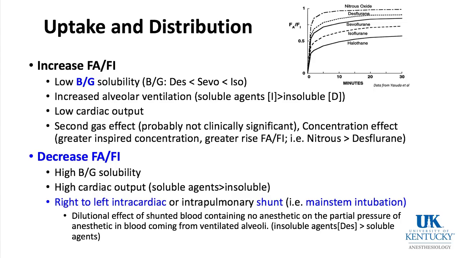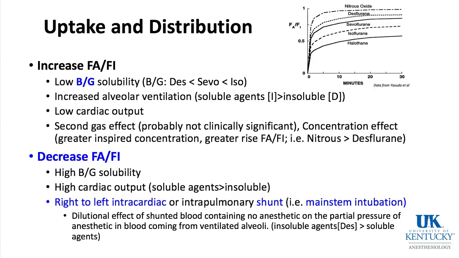How can we increase FA over FI? Choose a low blood gas solubility agent, fast onset. We can increase the alveolar ventilation, turn up the minute ventilation, tidal volume, and respiratory rate. That affects the soluble agents like isoflurane more than it does the insoluble agents like desflurane. A low cardiac output, that trauma patient who's bleeding, the FA over FI is actually speeded up. And then second gas effect, using nitrous oxide with one of our other anesthetics. The nitrous oxide can be taken up very rapidly and concentrate the remaining anesthetic in the alveolus, speeding its FA over FI. Now this isn't a great clinical effect, but it does to some extent increase the FA over FI.